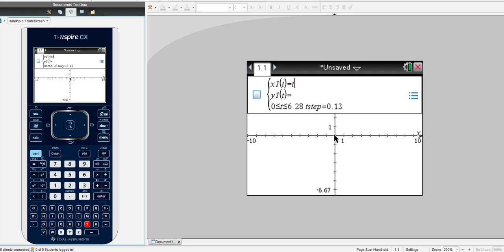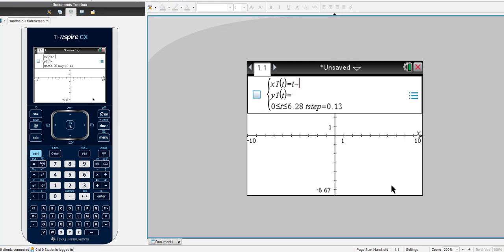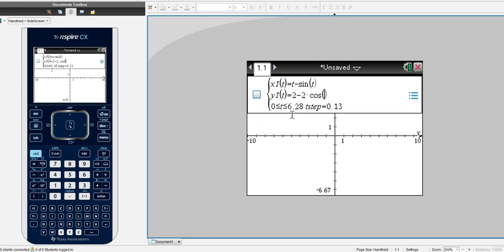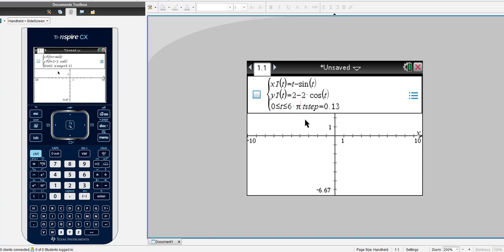So we'll do 2 minus sine t, and then we'll do 2 minus 2 cosine t. Okay, and then we just have to go down here and change. We can leave our t step alone. We'll just change this to 6 times pi. So we get the same picture.